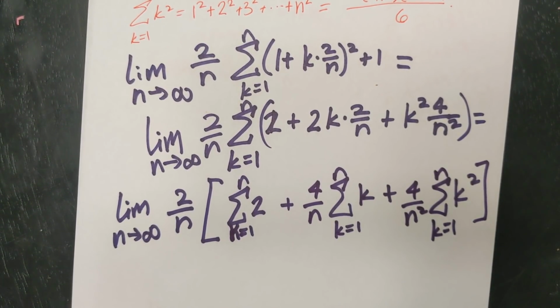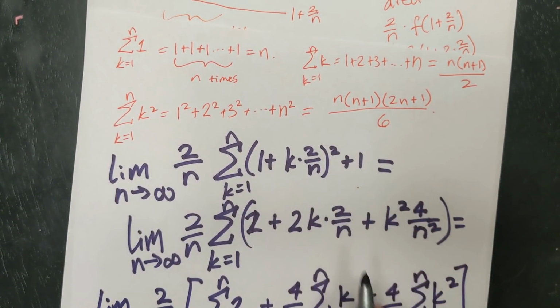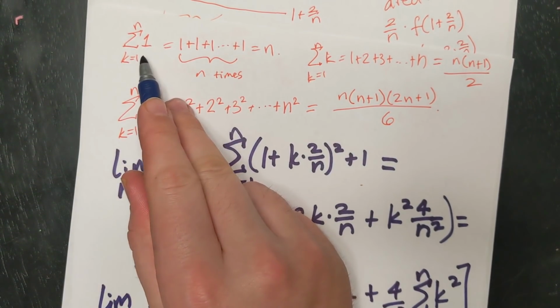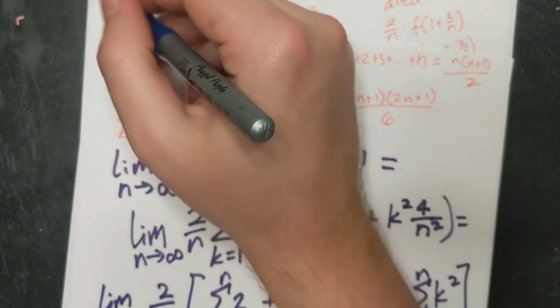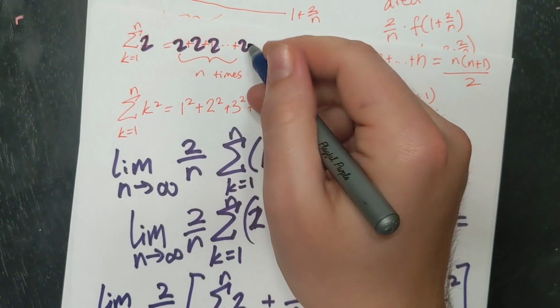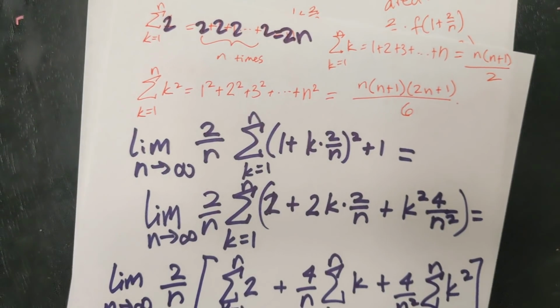Okay, making progress. Now we use the fact that we know what these are. Remember, we know what the sum of k squared is. We know what the sum of k is. And we know the sum of 1 is 1 plus 1 plus 1, which is n. If these were all 2's, you would have n copies of 2, or 2 times n. So it's 2n.